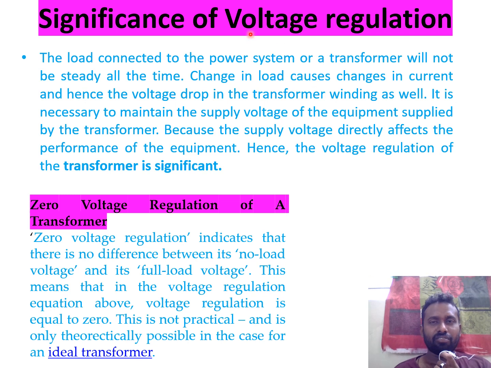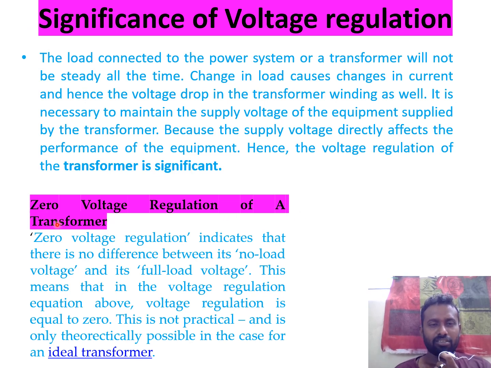Now, the significance of voltage regulation. The load connected to the power system or a transformer will not be steady all the time. Change in the load causes change in the current. Whenever a load value changes, if a resistance is connected as load and its value changes, then its current also changes. The voltage drop in the transformer winding also changes. It is necessary to maintain the supply voltage of the equipment supplied by the transformer. So, like voltage stabilizers, you have to maintain a constant supply voltage, because the supply voltage directly affects the performance of the equipment. Hence the voltage regulation of the transformer is significant.